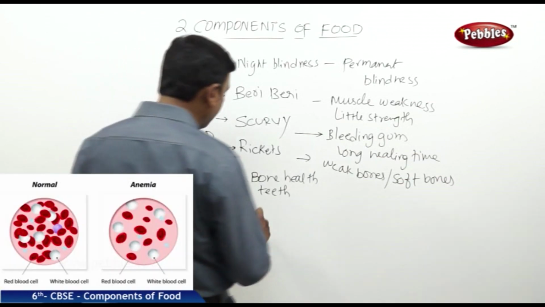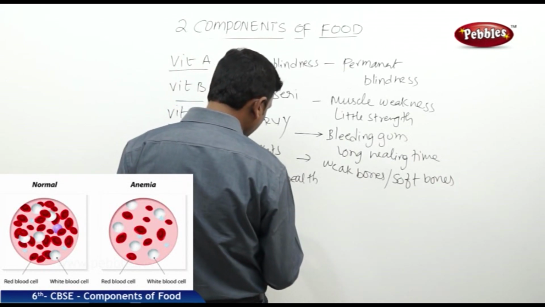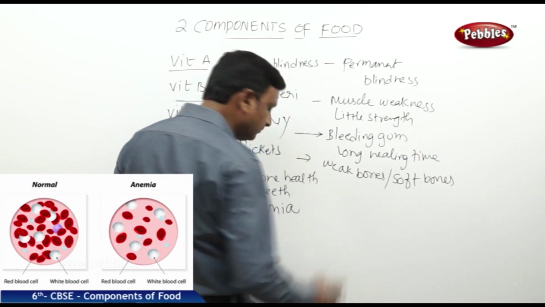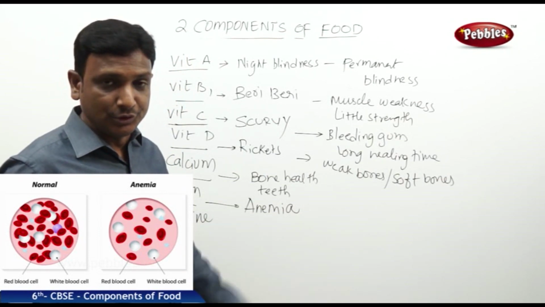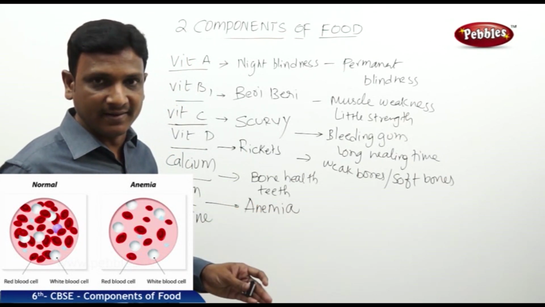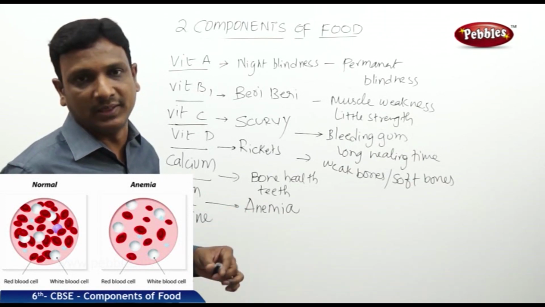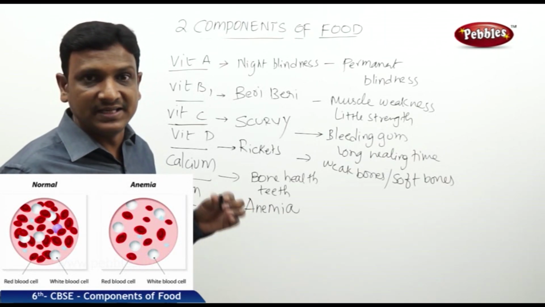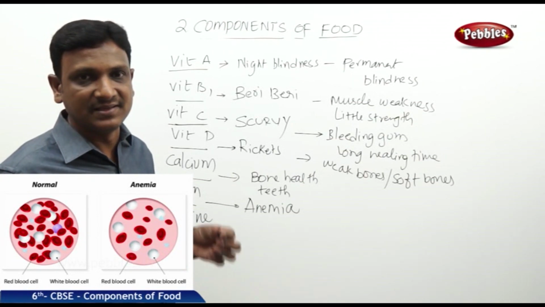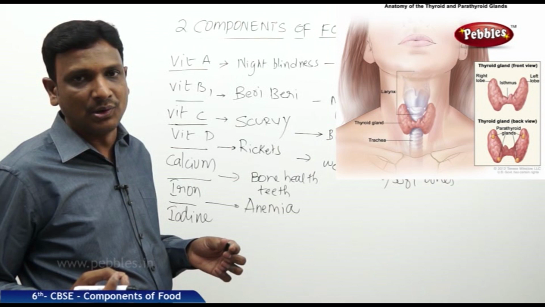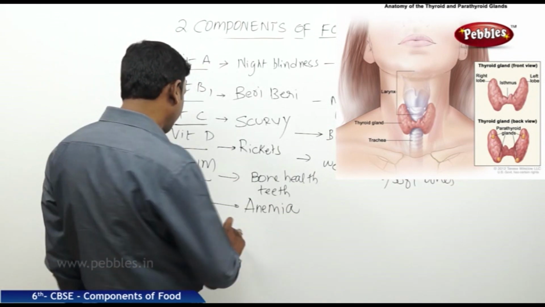Iron. If you don't have iron in your food, you will get anemia. Anemia is less iron in the blood. Your blood needs a proper amount of iron, then only your blood can function properly. If you are having very little iron in your diet, your blood becomes thin, that means a lesser amount of iron, so it leads to anemia.